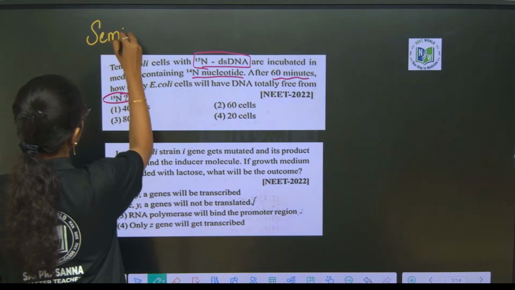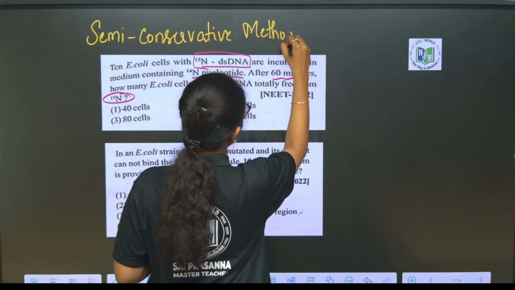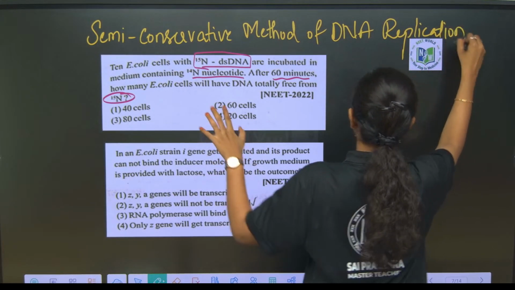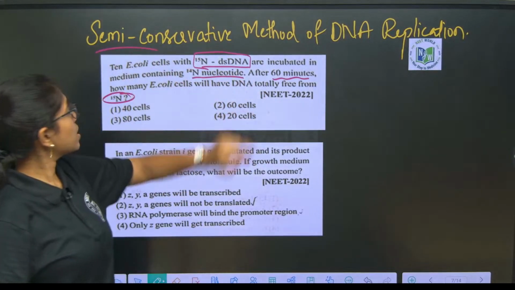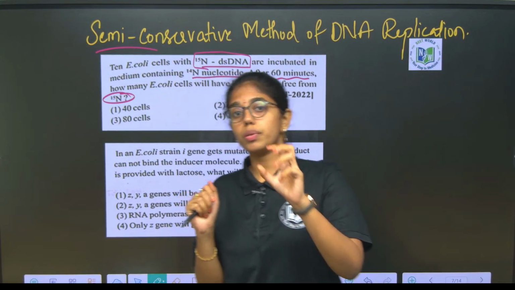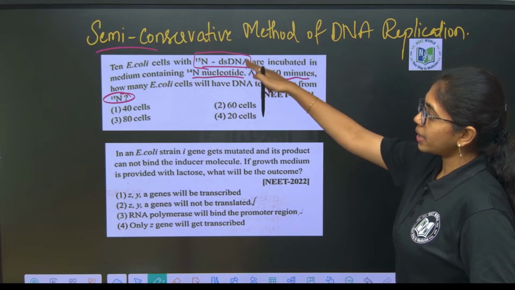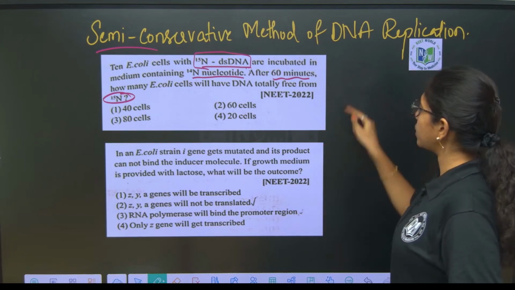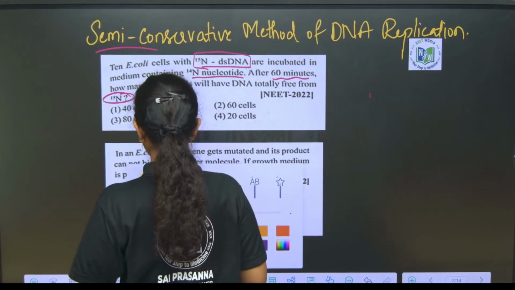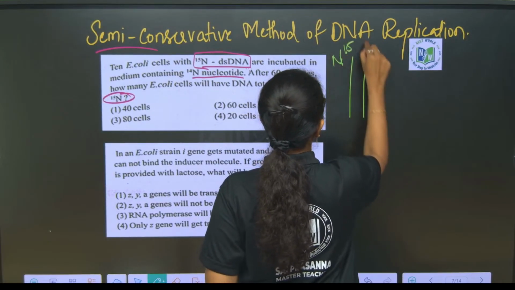This question is a solid proof for the semi-conservative method of DNA replication. Here we need to apply the semi-conservative model, wherein after each replication the daughter cells will have one parental strand and one daughter strand of DNA. Let us take 1 E. coli cell first. It has both the strands of N15, N15.